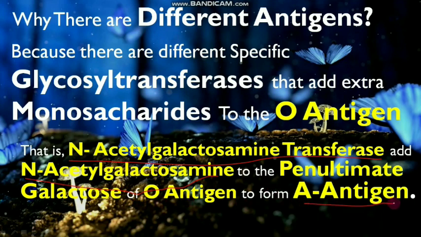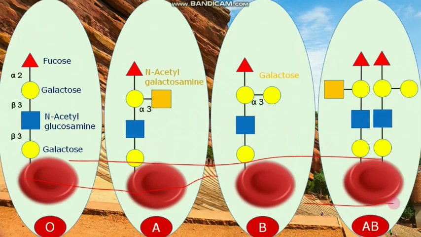As a result, the O antigen forms the A antigen, or the O antigen is converted into the A antigen by the addition of N-Acetylgalactosamine. You can recall the figure in the previous slide. You can see that the A blood group individual has an extra N-Acetylgalactosamine added. It is added by the enzyme N-Acetylgalactosamine transferase, otherwise known as the type A glycosyl transferase.